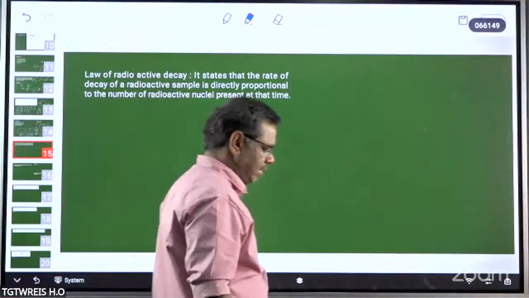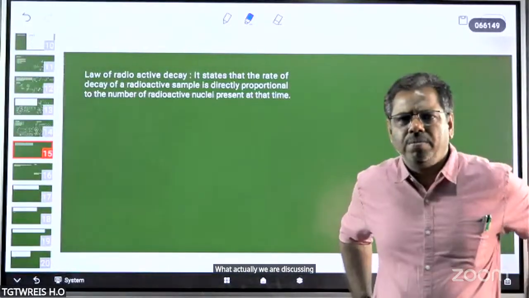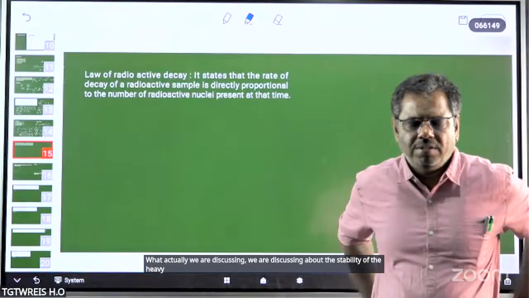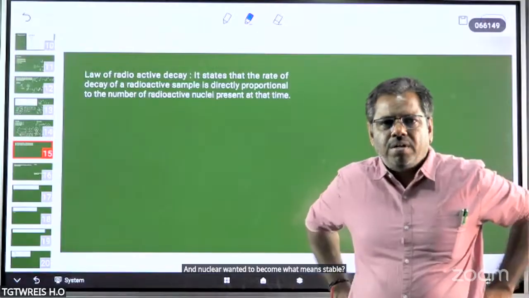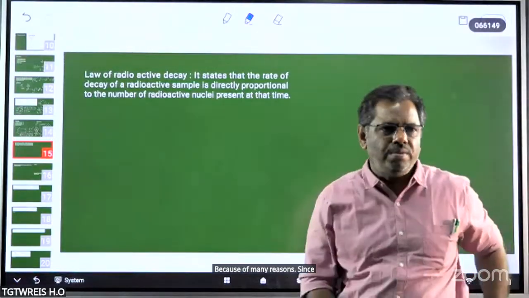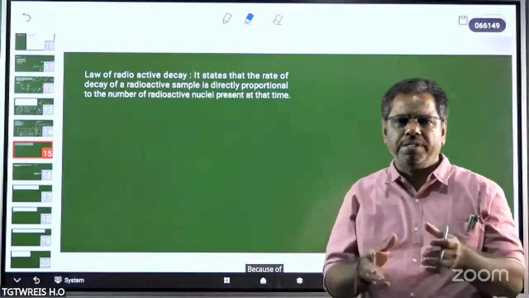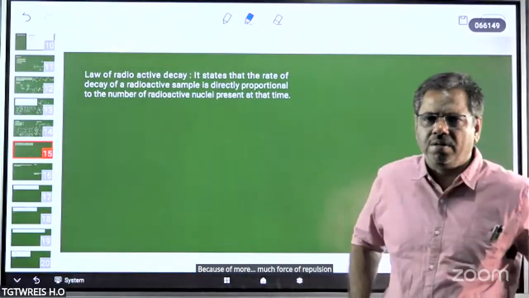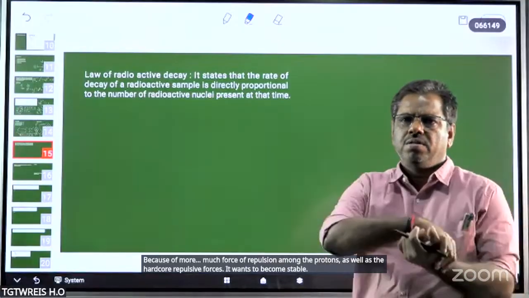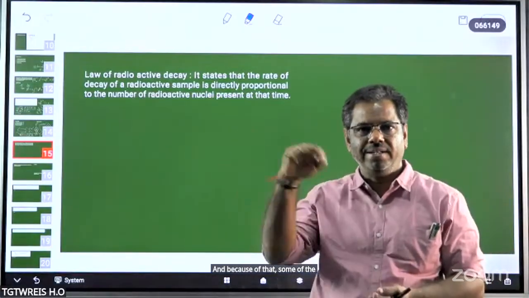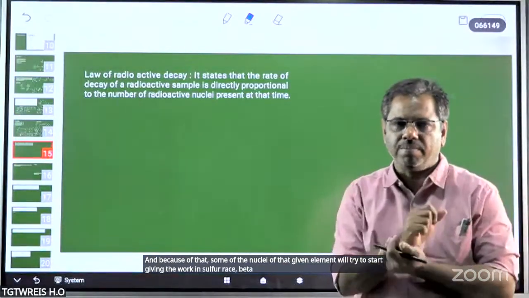Law of radioactive decay. What actually are we discussing? We are discussing the stability of the heavy nucleus. A nucleus wants to become stable because of many reasons. Since it has so many nucleons inside, because of much force of repulsion among the protons as well as the hardcore repulsive forces, it wants to become stable. And because of that, some of the nuclei of that given element will start giving out alpha rays, beta rays, as well as gamma rays.